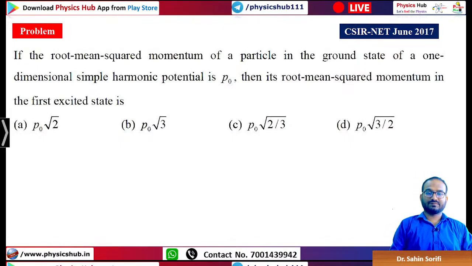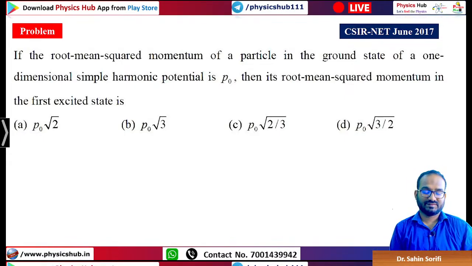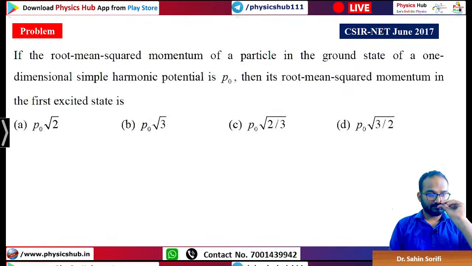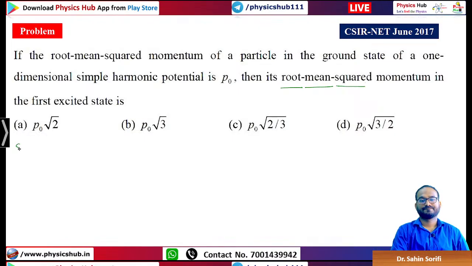If not, then let's go for this problem. If the root mean squared momentum for a particle in the ground state of a one-dimensional simple harmonic potential is P naught, its root mean squared momentum in the first excited state is? Root mean squared: when you do it, you have to follow the reverse order. You first make square, then mean, then root. We have to find the root mean squared momentum in the first excited state. In the ground state it is P0. What about the first excited state?